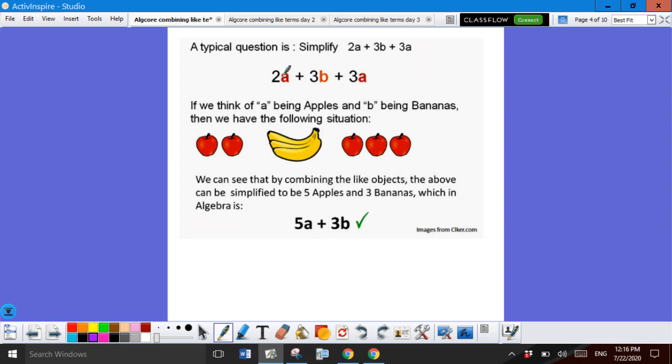So if I have 2a plus 3b plus 3a, well, that 2a is really 2 apples. And the 3b is really 3 bananas. And then I have 3 more apples. Well, I know that these are like terms. So if I put 2 apples with 3 apples, that's really 5 apples. They didn't change the kind of apple. The apple is still a red apple. All that changed is the number in front, or the coefficient. So we're going to be adding and subtracting the coefficient. The variables are going to stay the same.